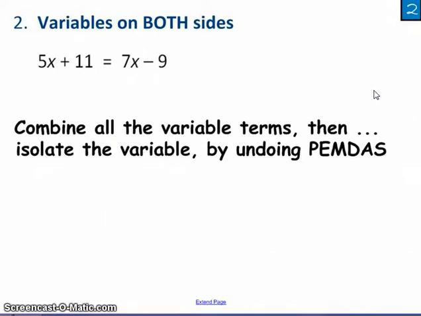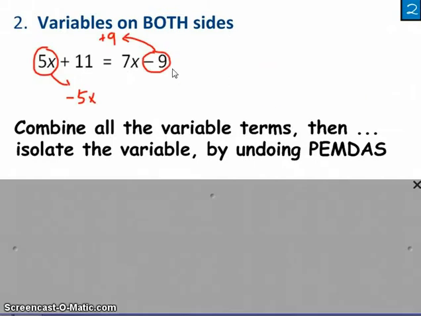Now, what about if the variables are on both sides? Well, I'm going to get the like terms together. So I'm going to move the 5x and the 7x together on the same side. I'm going to combine all the variable terms, like it says here, and then I'm going to do what I'd said before. Isolate the variable which is now just on one side by undoing PEMDAS. Okay, so I moved the 5x over this way. Why did I choose to move the 5x this way rather than the 7x that way? Because I'd rather not deal with negative variables if I don't have to.